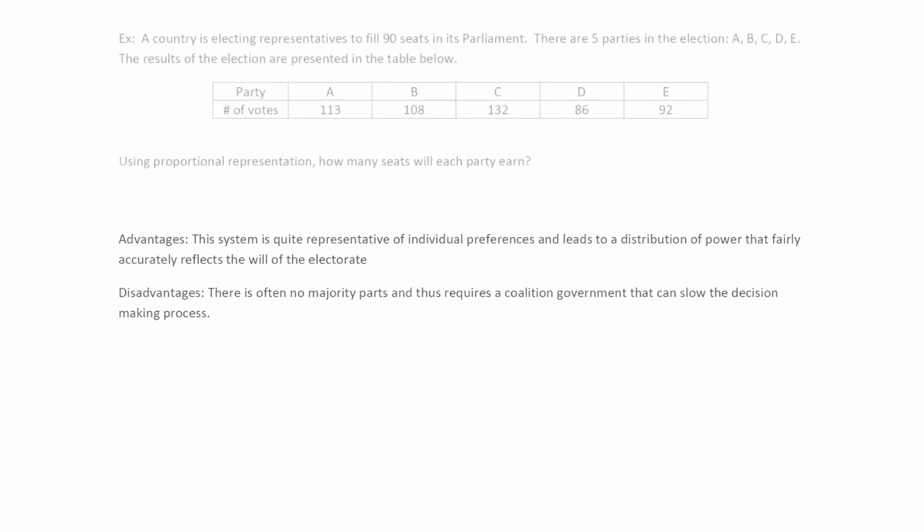The advantages of this system is that it's quite representative of individual preferences and leads to a distribution of power that fairly accurately reflects the will of the electorate as a whole. The disadvantage is there is often no majority and thus requires a coalition government that can be slow in decision-making process, or a coalition can never form, parties can't get together, so the whole thing can fall apart and another election has to be called.